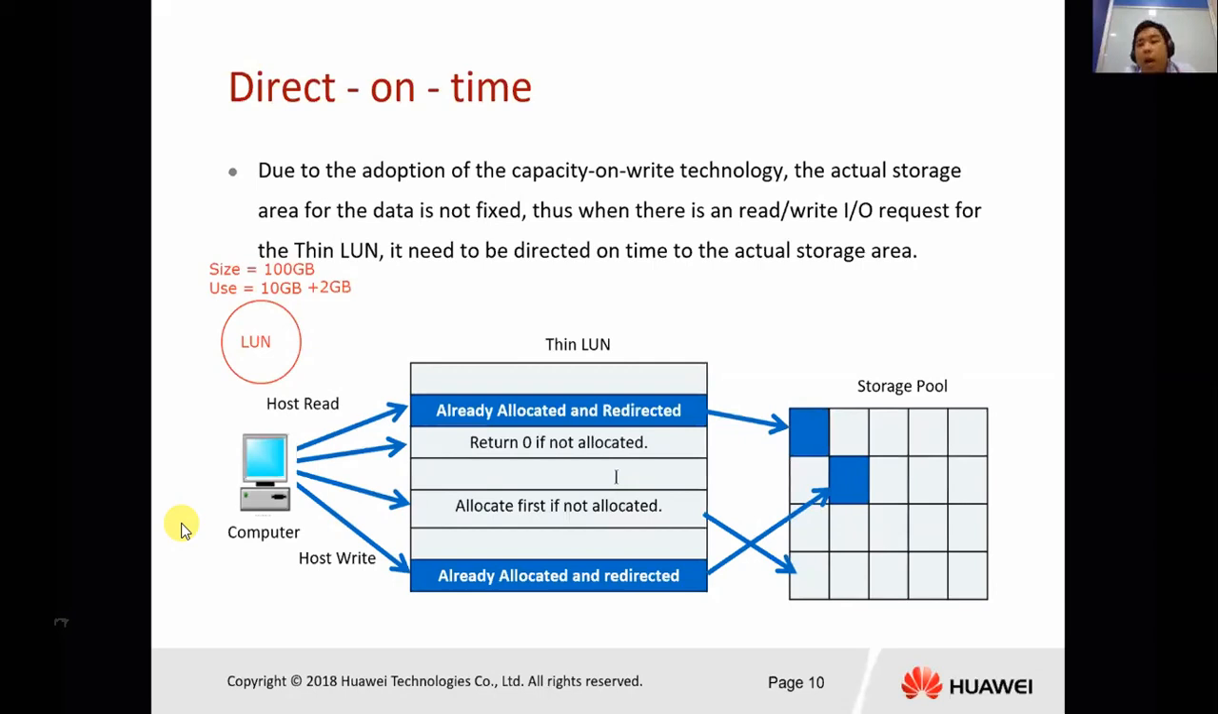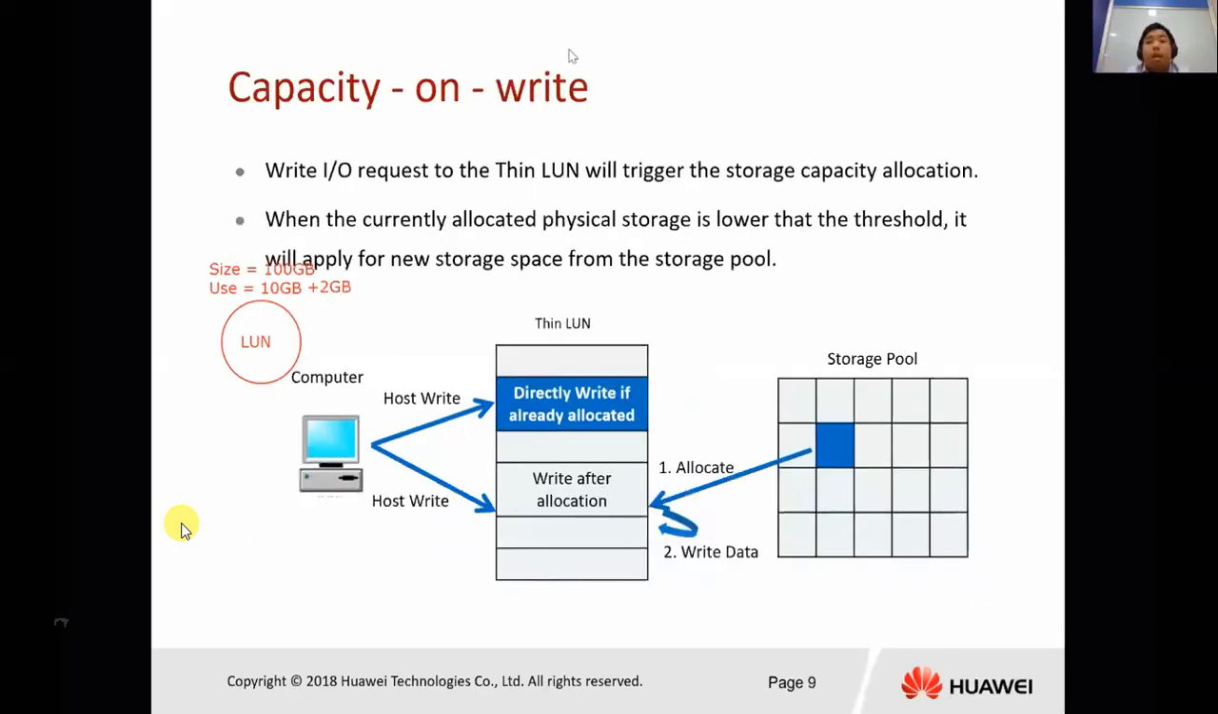So who is the one doing the allocation? Not direct on time. Direct on time is basically to guide you to the storage space to write on it only. Who gives you the additional space? That is basically capacity on write. It will give you the new storage space. Let's say I have 2 new GB and I do not have new space, so the thin LUN needs to add an additional 2 GB. I will get the storage from the storage pool, add 2 GB, and allocate the 2 GB to the thin LUN.